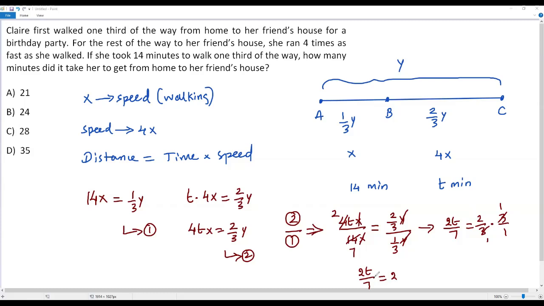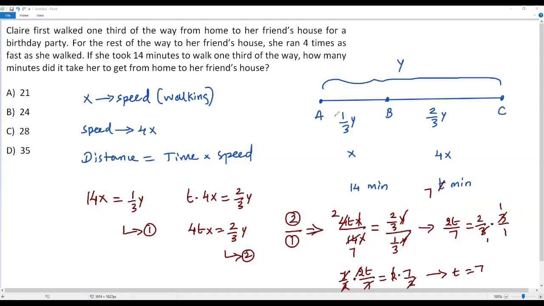Okay, now to solve for t, I have to get rid of this fraction 2/7 on the left side. For that, we have to multiply both sides of this equation by the reciprocal of 2/7, that is 7/2. Let me do it. So when I multiply both sides by 7/2, this 7 will cancel out, 2 will cancel out, and here this 2 will cancel out. Finally, I'm getting t equals 7. That is 7 minutes. Now I got the value of t, that is 7 minutes.